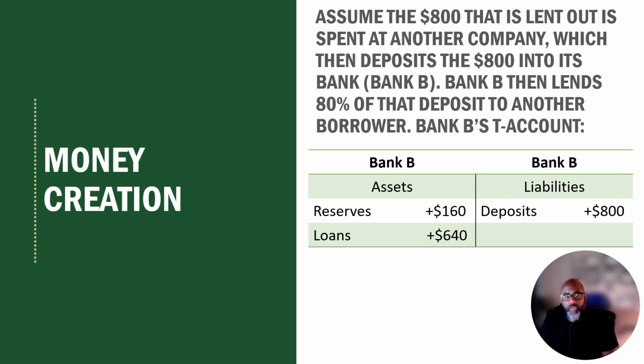the remaining $640. This cycle of deposits and loans continues with each new bank holding a portion in reserves and lending the rest. Over time, the entire original $1,000 becomes fully distributed as reserves across the banking system, even though it supports a much larger amount in total deposits and loans.